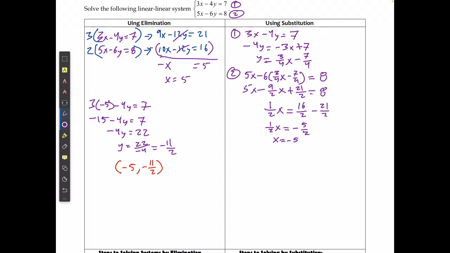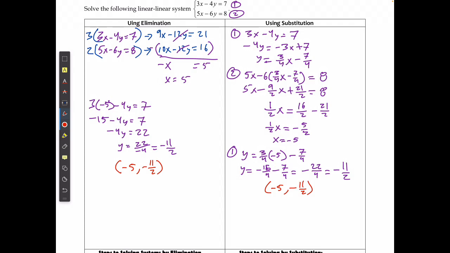Because I solved this in equation 2, I'm going to go back to equation 1 and say that y is equal to 3 over 4x, which is negative 5, minus 7 over 4. Y is equal to negative 15 over 4 minus 7 over 4, which is the same as negative 22 over 4 or negative 11 over 2. And I get the same solution, negative 5 and negative 11 over 2. This seems promising. So now I just need to verify it.